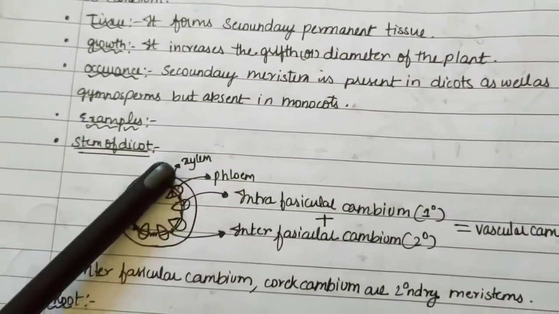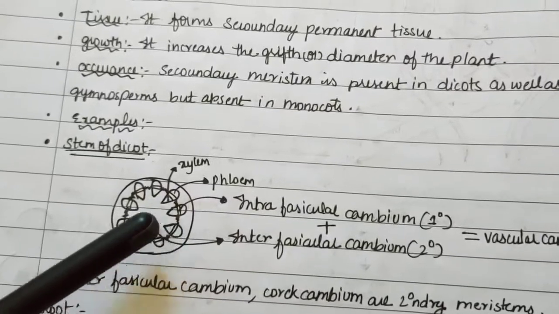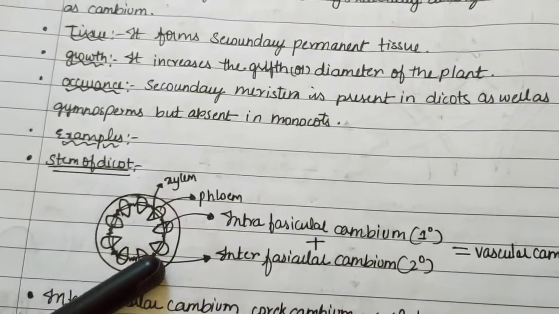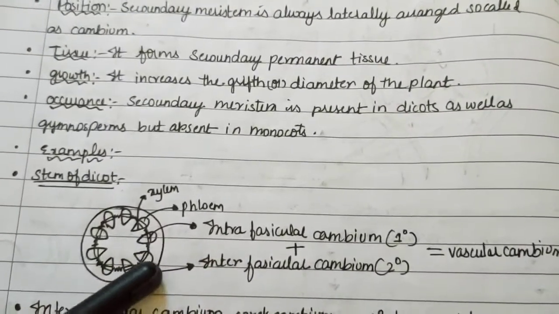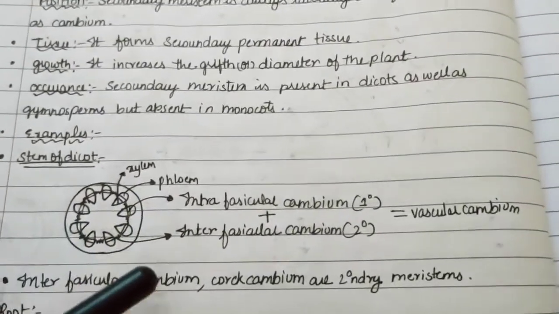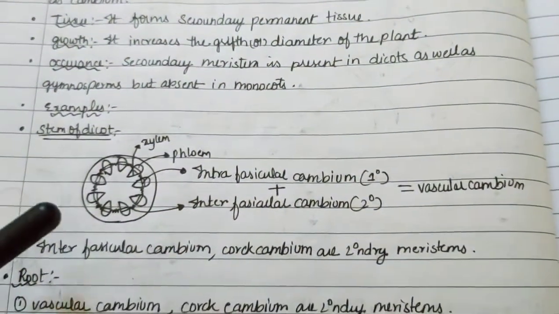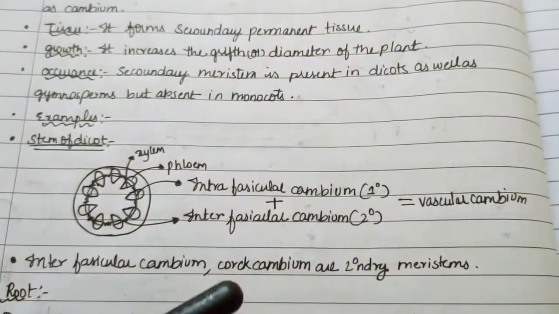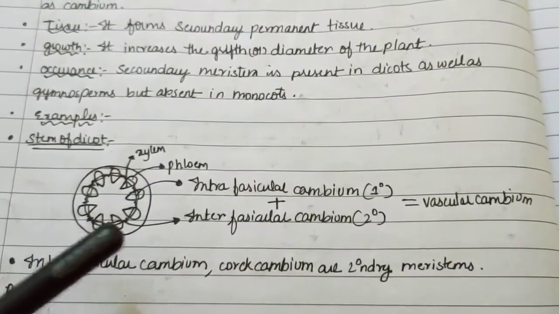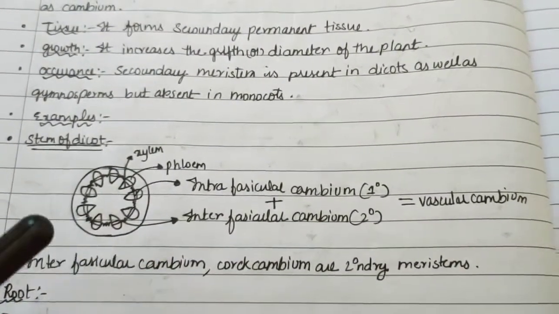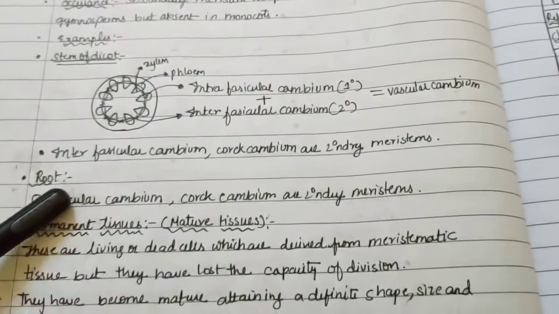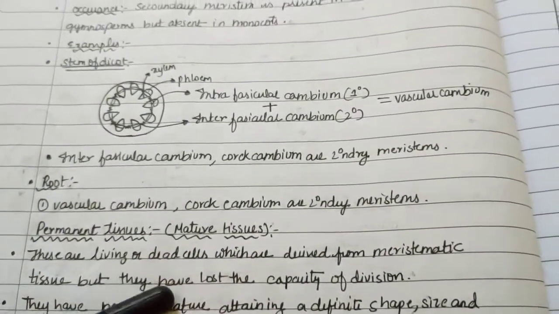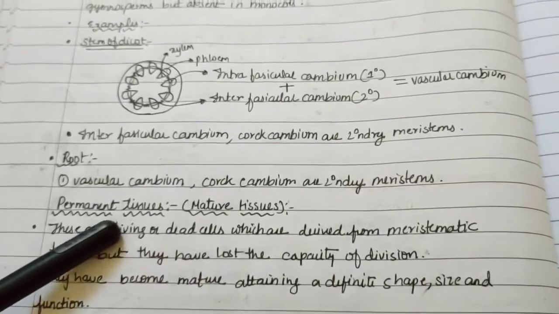For example, let us see the stem of a dicot. Here you can see the xylem, phloem, then intrafascicular cambium, which is primary in origin, and interfascicular cambium, which is secondary in origin. These both together form the vascular cambium. The interfascicular cambium and cork cambium are secondary meristems, whereas intrafascicular cambium is primary in origin. In the root, the vascular cambium and cork cambium are secondary meristems.